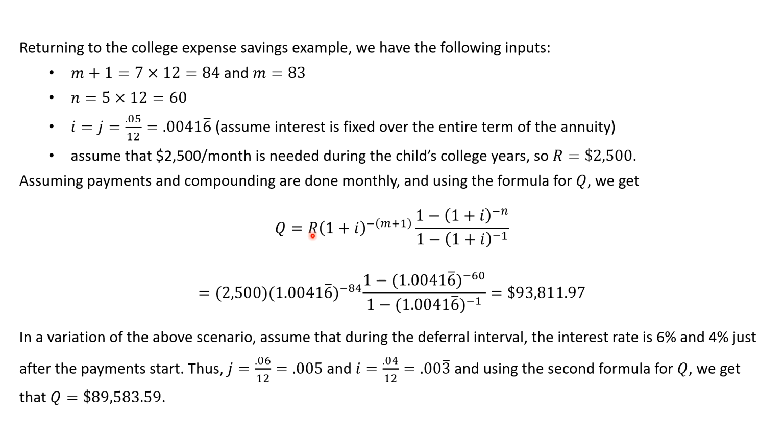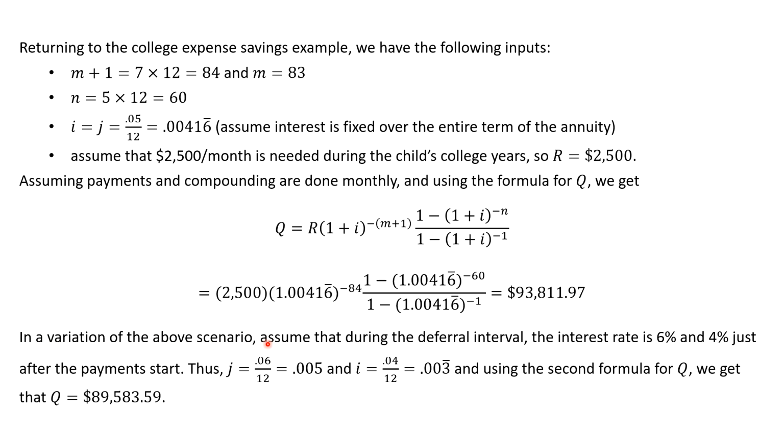So now we have all the numbers. We have R, which I plugged in here, the 1 plus the interest rate, I plug that in here, to the minus 84, that's our M+1. Then we have 1 minus 1 plus the interest rate raised to minus N, where N is 60. So I plug everything in here and use a calculator, and you see that the amount is $93,811.97.